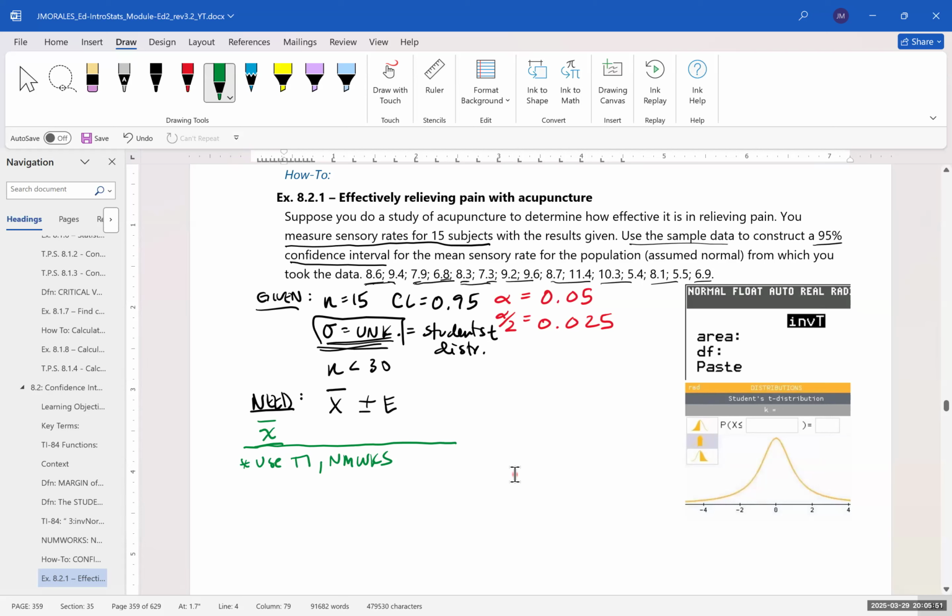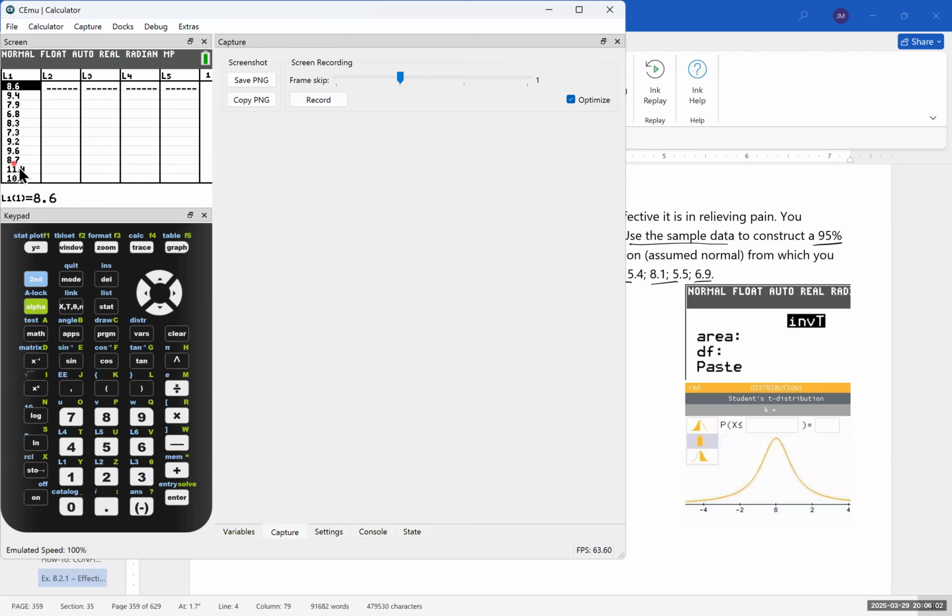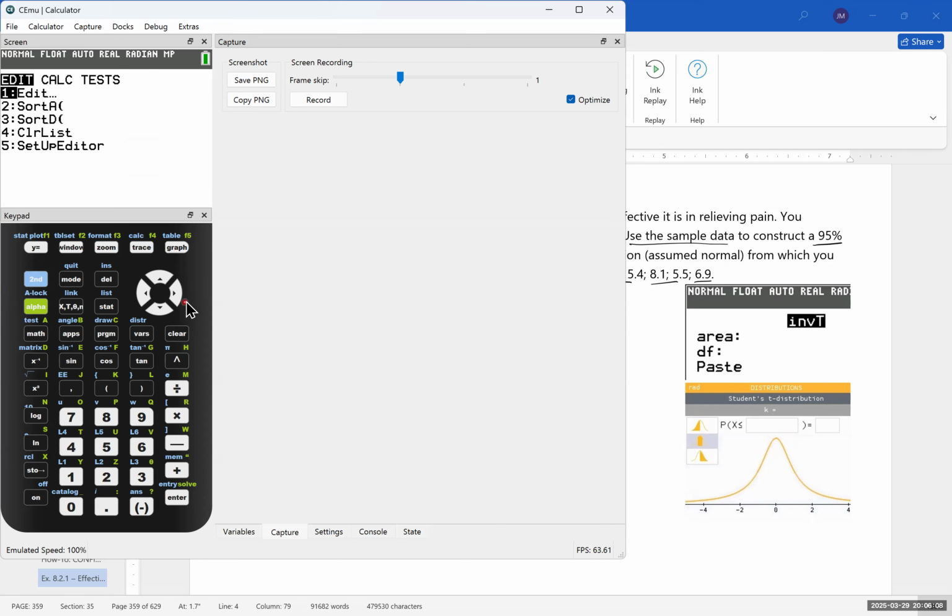Oh, I need to flip back over, because I realize I didn't do Texas Instruments here. Okay, so now that we have the values in list one, we want to run one variable stats. So hit the stat button, calc, menu. The first one is one variable stats. We want to do one variable stats on list one. Go to calculate. And you can see we have 8.226, the same answer we had with the NumWorks calculator there. All right.